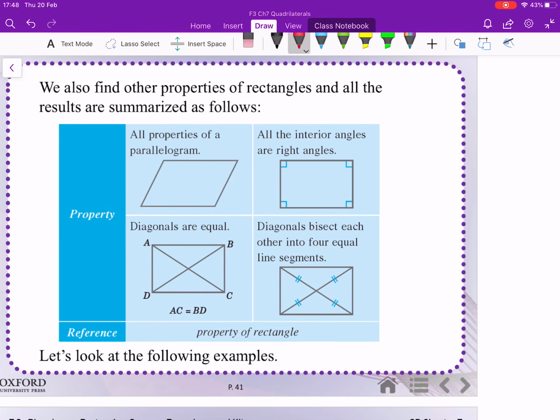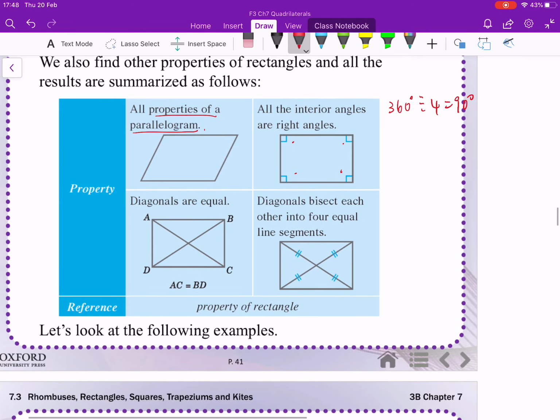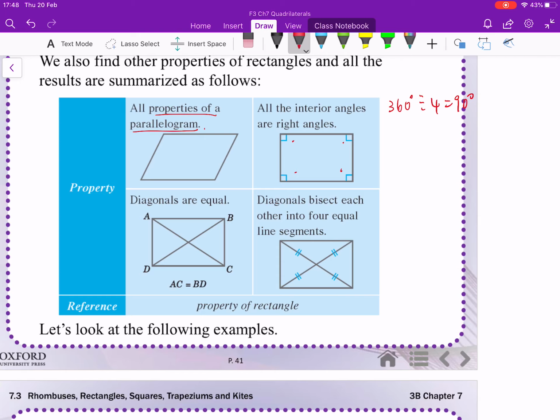As any rectangle is a kind of parallelogram, it inherits all the properties of parallelogram first. And we have 4 equal interior angles. And you know that the sum of all interior angles of a quadrilateral is 360. So divided by 4, we know that is 90 degrees. So you have 4 90 degrees here. And then the third one, the two diagonals are equal, as you can prove. This rectangle is congruent to this one, so you can see that the two diagonals are the corresponding sides, so they're equal.